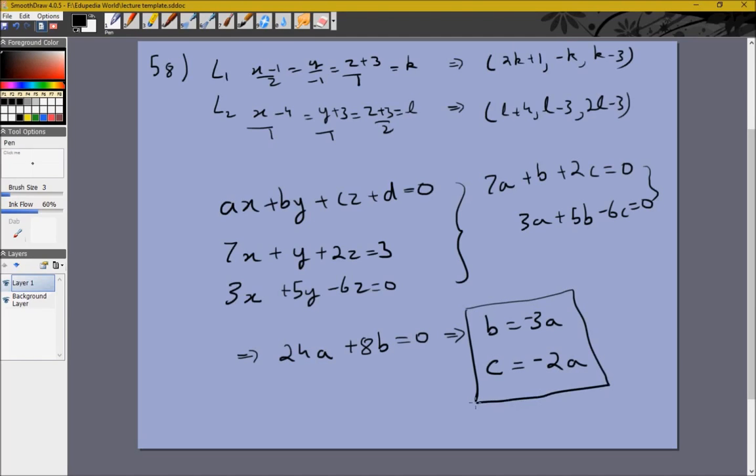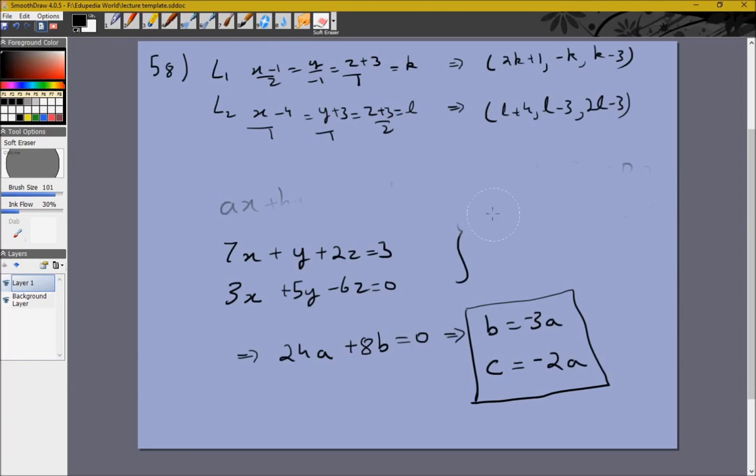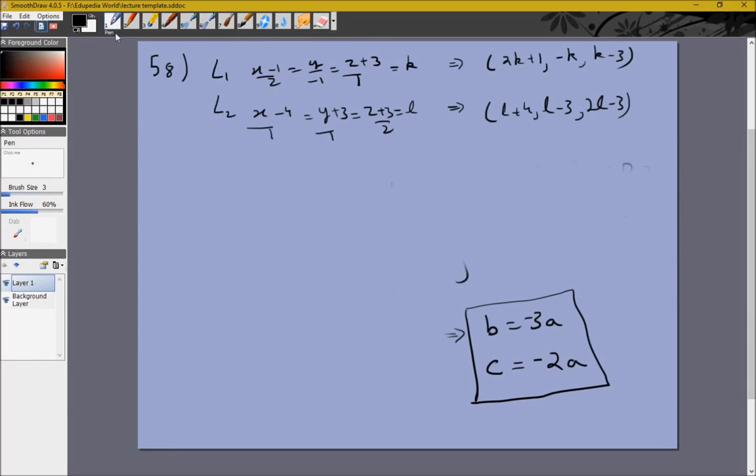So we get two nice equations from here, b is equal to minus 3a and c is equal to minus 2a. Finally what we are given is that this plane passes through the point of intersection of L1 and L2. So now our goal is to find the point of intersection of L1 and L2. I'll just remove this stuff because we've already used this to find out what we needed. That means the intersection of L1 and L2 lies on the plane ax plus by plus cz is equal to d.